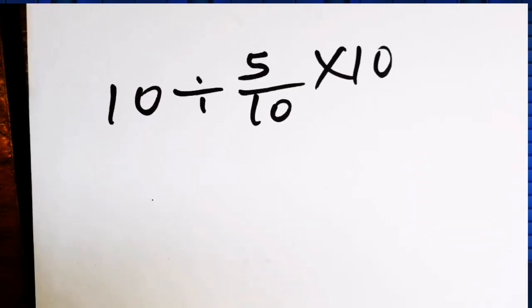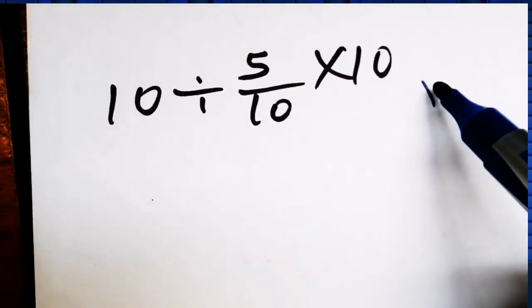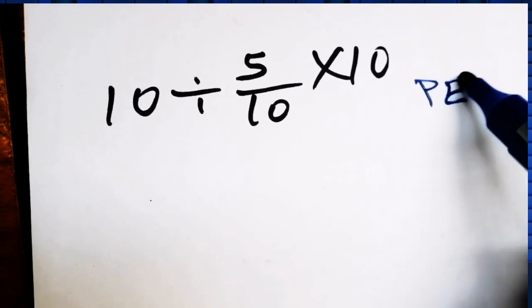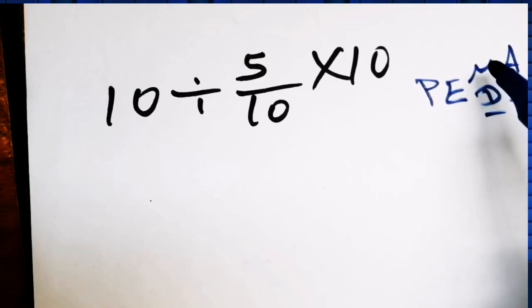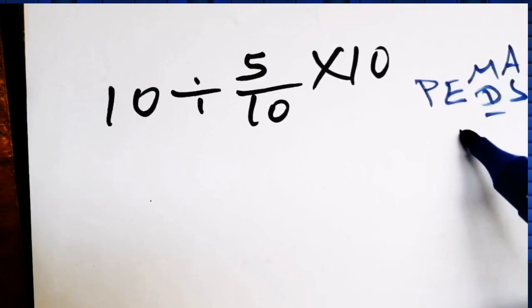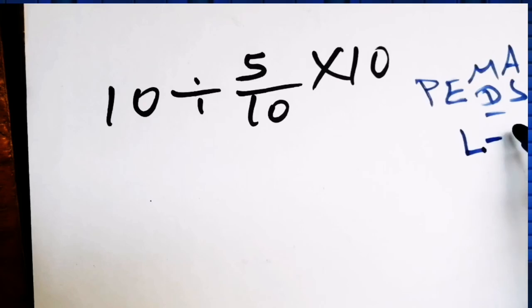because according to the order of operations, PEMDAS, first we have to do parentheses, then exponents, then multiplication or division, and finally addition or subtraction. Remember that multiplication and division have equal priority. We have to work from left to right. The same applies to addition and subtraction.